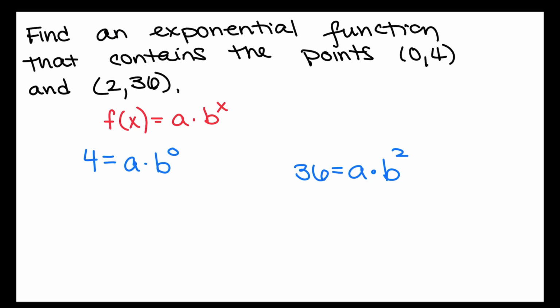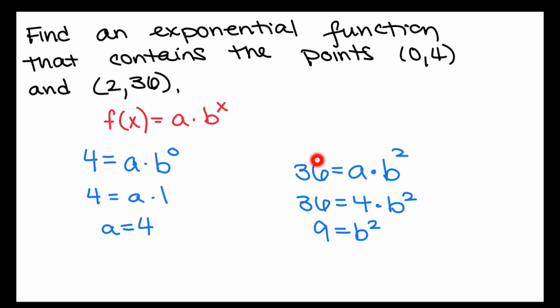And in fact, the equation I have on the left, 4 equals a times b to the 0, well, anything to the 0 power is always equal to 1. So that equation simplifies down to a equals 4. And I'm not surprised that I got a equals 4 because this constant a is always the y-intercept. Our y-intercept was 4, so a has to equal 4. We can use that information then to solve for b.